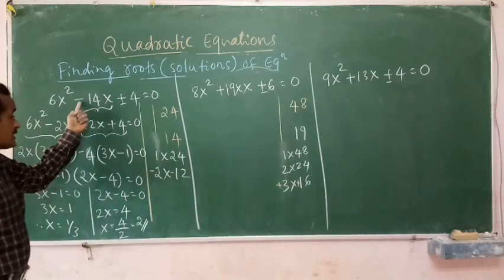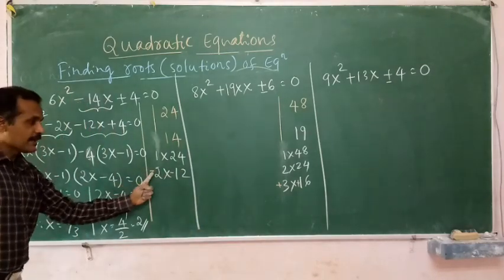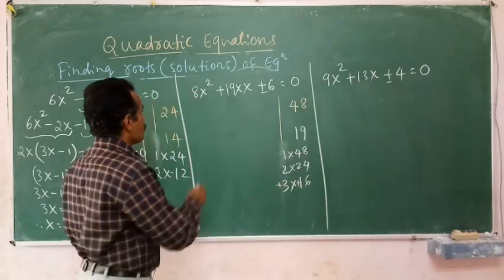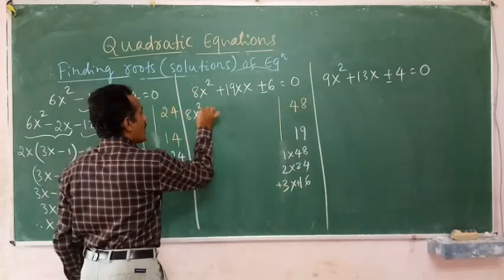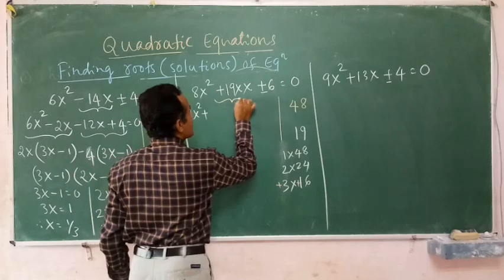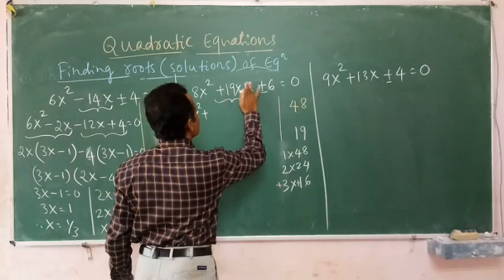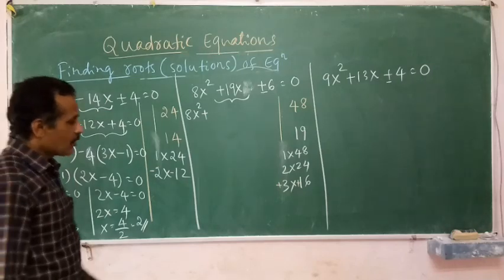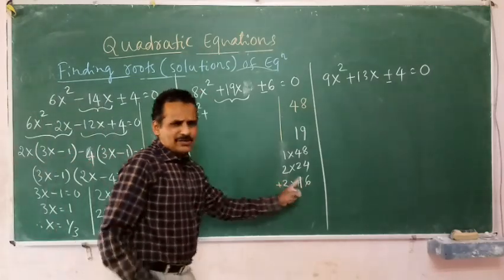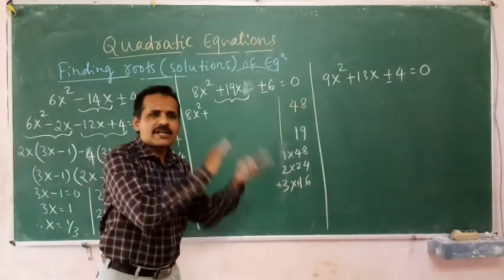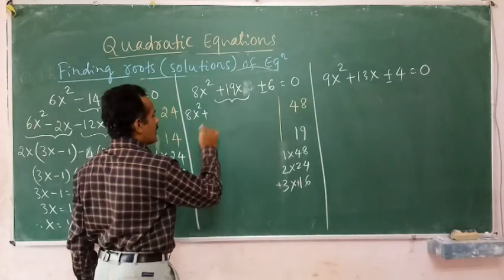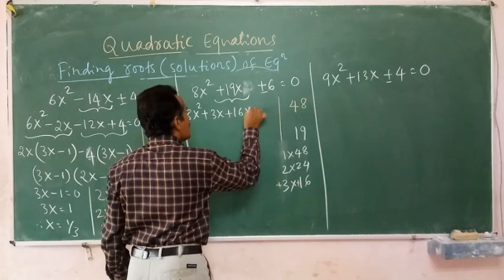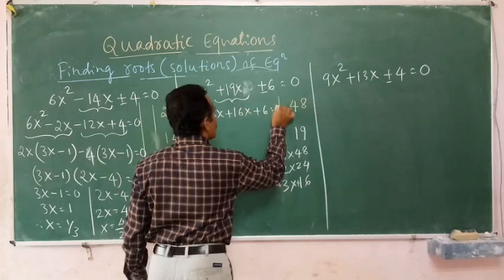Yes, see here, since it is minus, I have given both minus minus. Now it is plus here, so I have given plus plus. Come on, how to write? 8x square plus, break this 19x, break this 19x. Okay, 3 and 16, you can write 3 and 16 or 16 and 3, that makes no difference. I will write plus 3x plus 16x plus 6 is equal to 0.